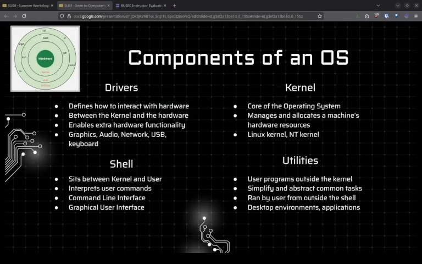The shell can be a command line interface, which is known as a CLI, or it could be a graphical user interface. The CLI lets the user specify exactly what they want to do by typing the correct command. If they want to edit a file, there's a command to do that.